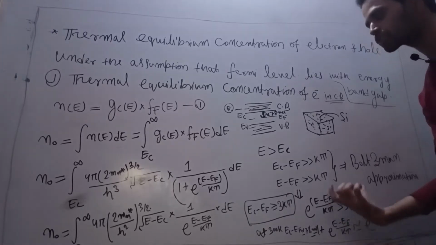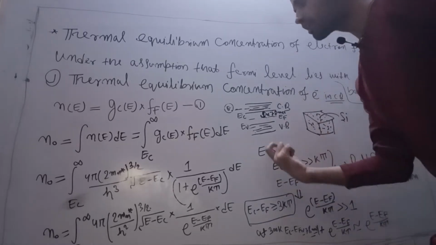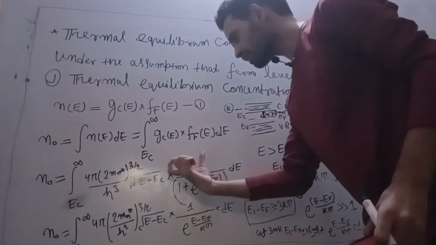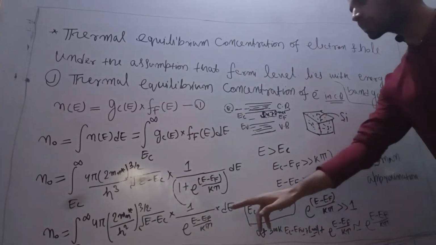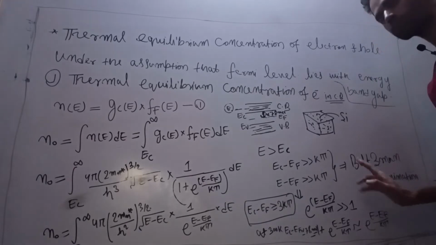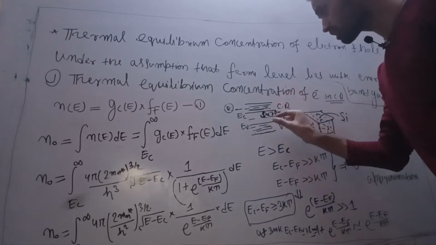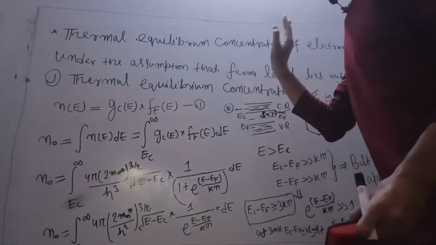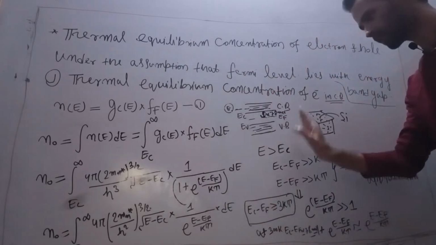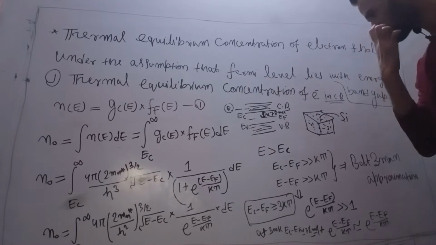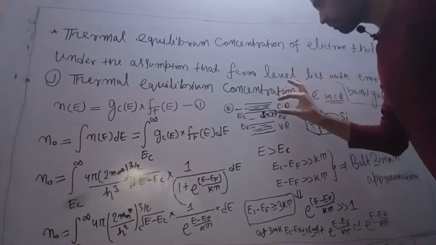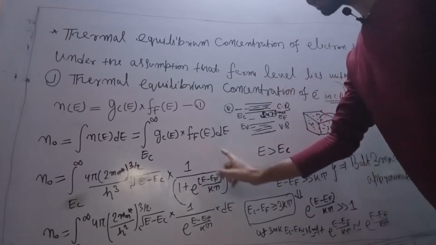If this condition is not satisfied, then we have to deal with this equation only. We can't take this Boltzmann approximation. So remember, this is a very important point here. Everything is fine except this. You have to pay attention at this point, when it is valid.